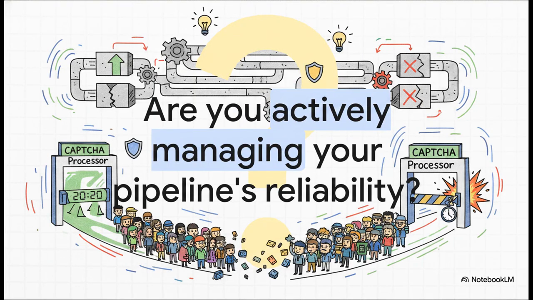I'll leave you with this final thought to chew on. Think carefully about your own infrastructure right now. Is your automation workflow actively managed for reliability, or are you honestly just waiting around for the next massive, silent queue failure to halt your operations? Don't wait for the queue to break. Take control of your pipeline today.